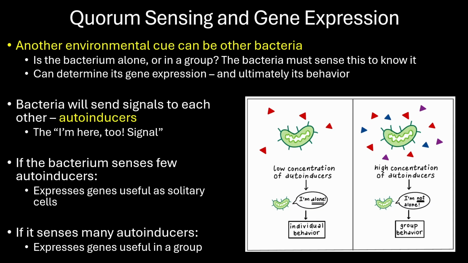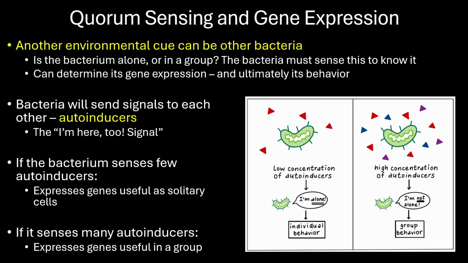Because bacterial behavior can change a lot depending on if the bacterium is alone or in a group. The bacteria can sense this and change their behavior accordingly. So bacteria will actively be sending signals to one another in the environment, and these signals are something that we call autoinducers. This is the "I'm here too" signal, the "hello neighbor" kind of signal that lets others know that they are not alone.